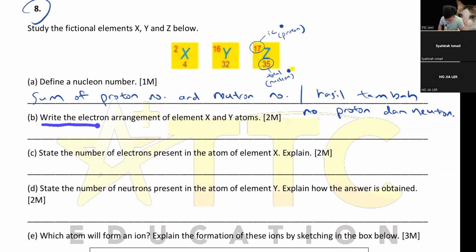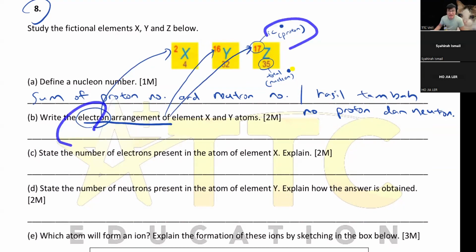Right, the electron arrangement for X and Y. Electron arrangement, we just follow the proton. Because electron and proton are the same, right? Positive, negative, same. Okay, how do you arrange X then? How do you arrange X? Guys, what's your answer here?